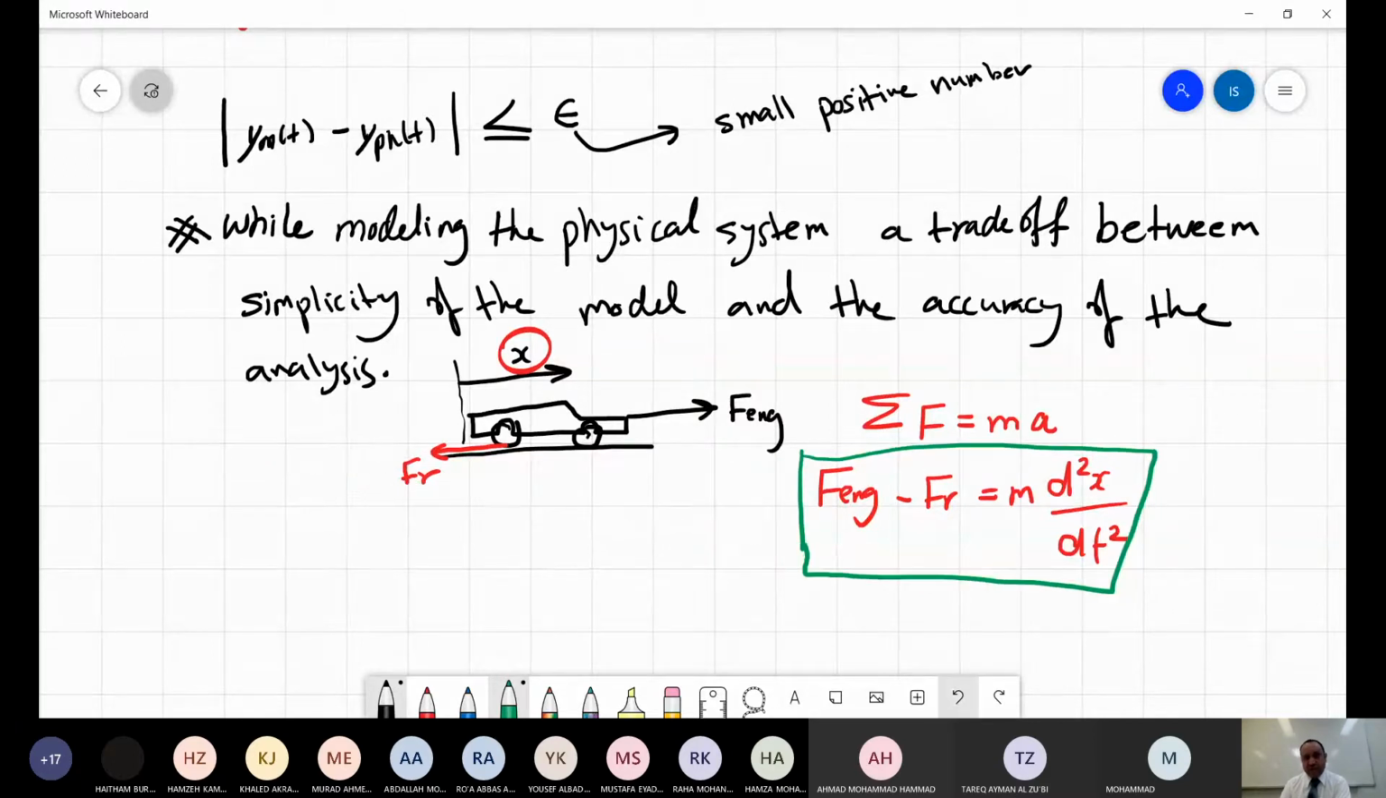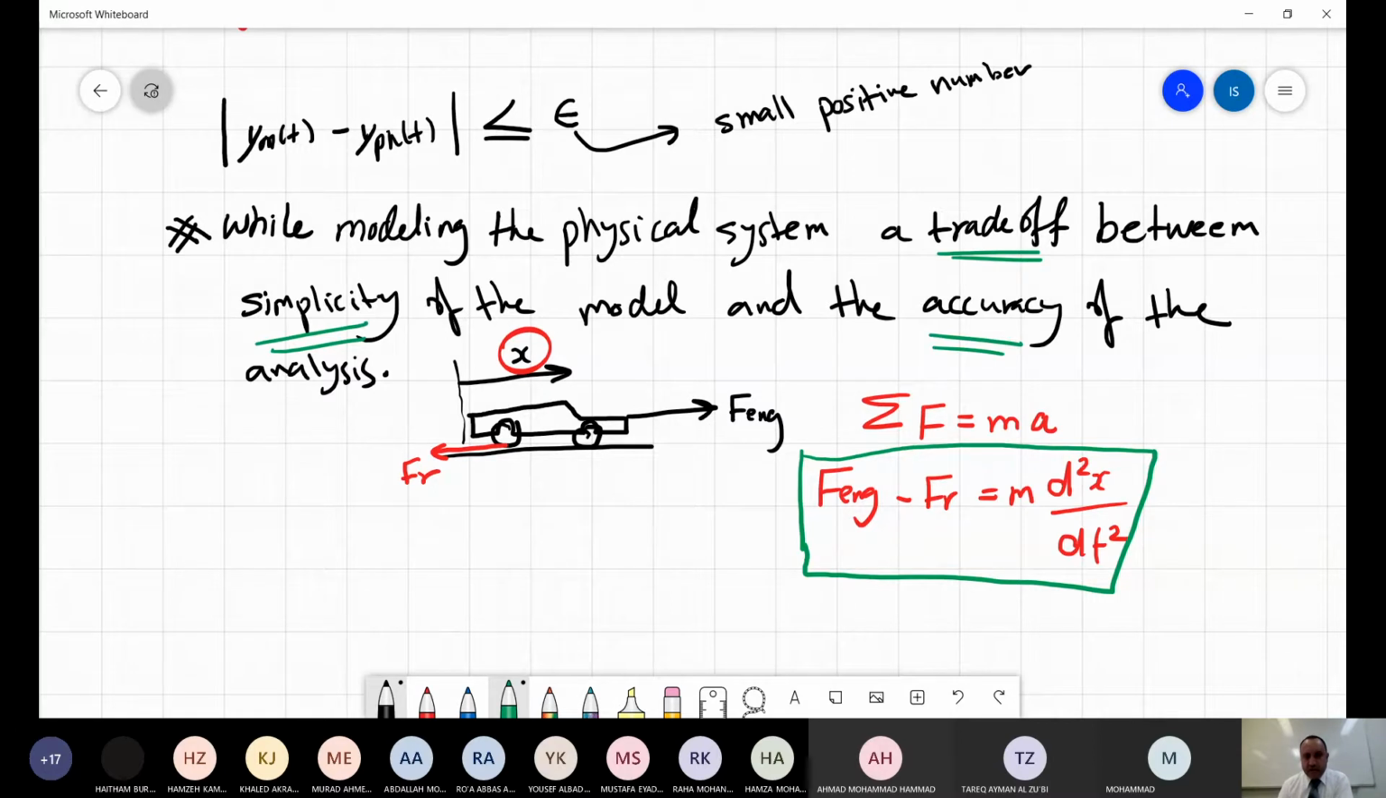This model actually is very simple, but can it capture the main feature of the physical system? No. So simply we need to add more modeling. We need to consider, let's say, more interaction between the wheel, the engine, and so on. So in the end of the day, you must do a trade-off. You must do a compromise between the simplicity of the model and the accuracy of the result.